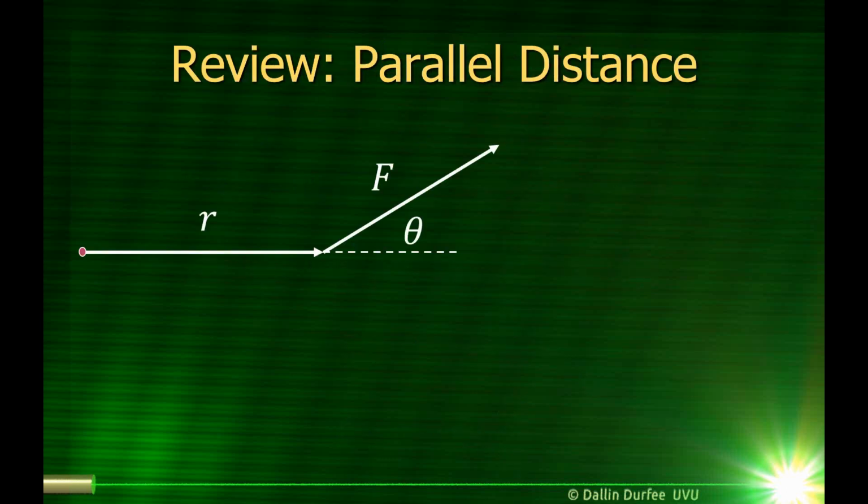Before we work our next problem, let's review the idea of parallel distance. So imagine I have an axis here, a pivot or an axis, and I want to find the torque due to a force applied right here. Well, the torque is just the lever arm crossed into the force. It's just R cross F. The magnitude of the torque is R F sine theta, and of course, by the right-hand rule, the torque would be pointing out of the screen.